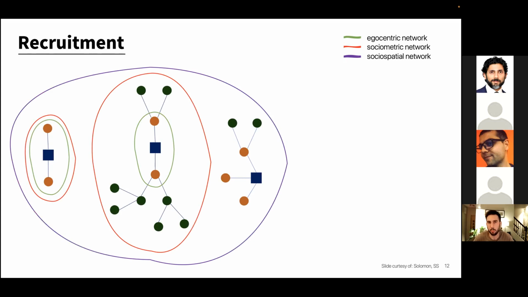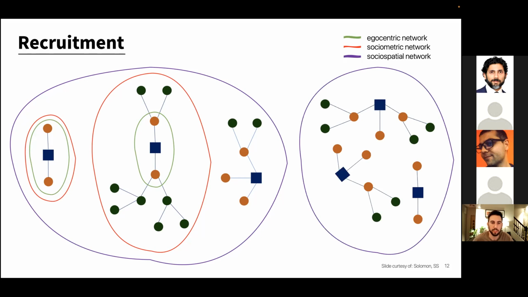But imagine one or more of the individuals in these networks share a common injection venue. This would cause the 3 sociometric networks to merge into one sociospatial network, since they're all linked by this common injection venue. I'll add in some more indexes here to show that we can also get separate sociospatial networks that don't overlap by any venue.